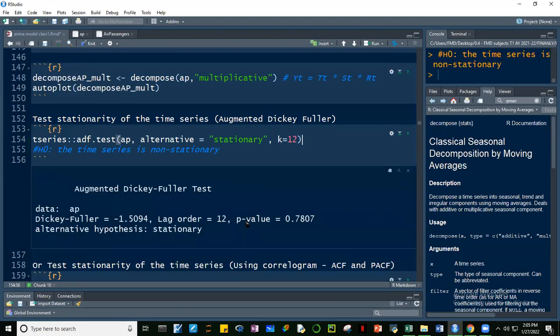Okay, so this is now our statistical test. Okay, ang null hypothesis natin, the time series is non-stationary. Okay, what do we have here? Tama, lag order 12. The p-value is 0.7807. So that means we fail to reject the null hypothesis that our time series is non-stationary. Okay, we fail to reject this hypothesis.